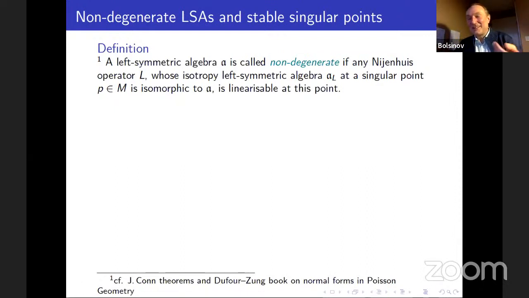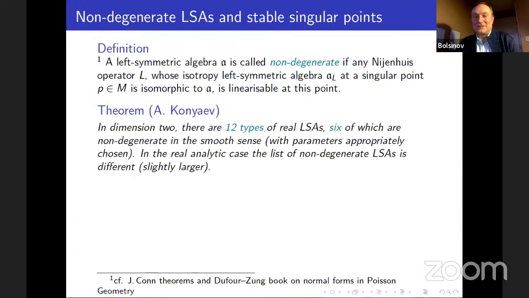So let me say what we know about non-degeneracy in Nijenhuis geometry. The first theorem, by Andrei Konyaev, is as follows. In dimension two, there are 12 types of left symmetric algebras. Six of them are non-degenerate in the smooth case. The others are not. Some depend on parameters. In the real analytic case, the list of non-degenerate left symmetric algebras is slightly different, slightly larger. It's the same as in Poisson geometry. If you consider semi-simple Lie algebras, then in the real analytic case they are non-degenerate, but in the smooth case, not quite. There are counterexamples. And so here we observe a similar phenomenon.